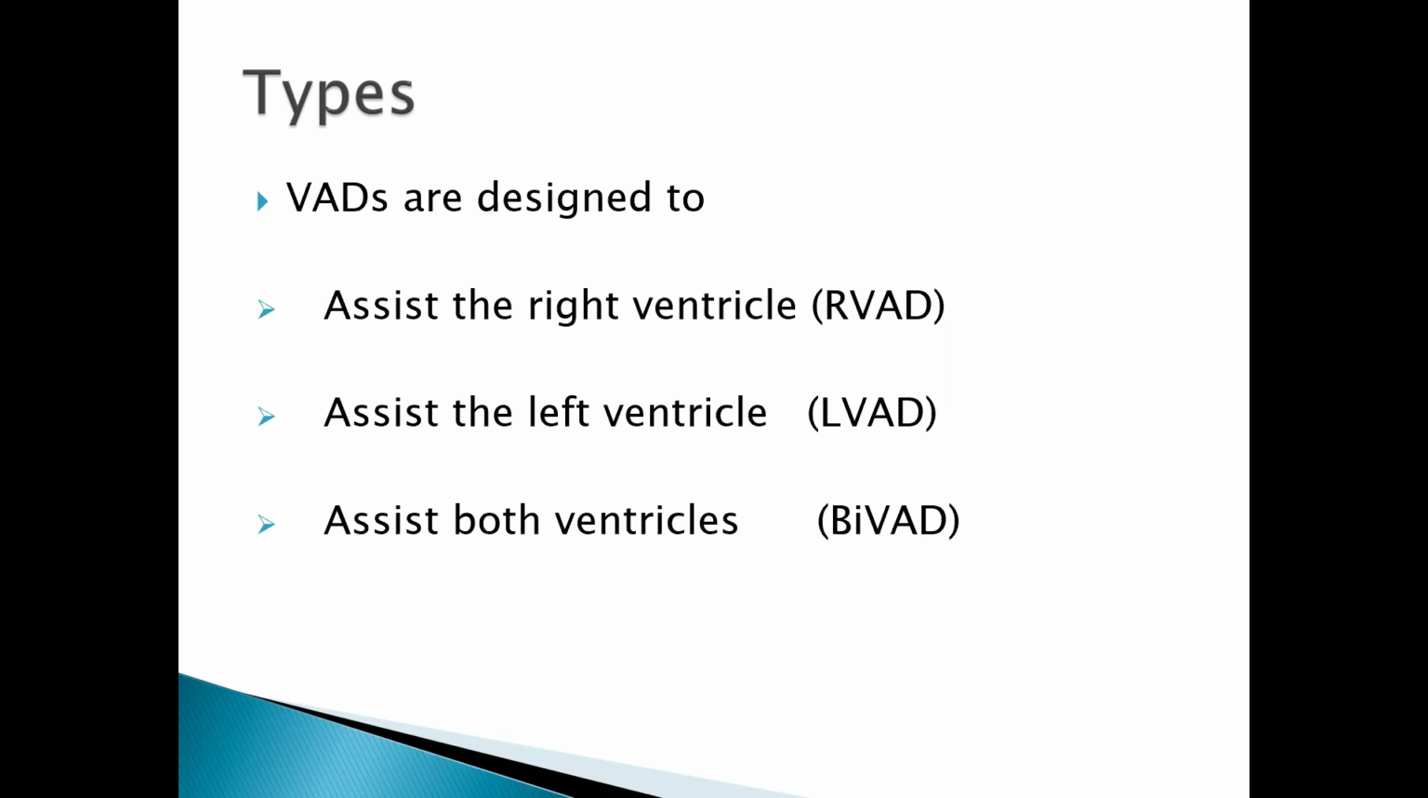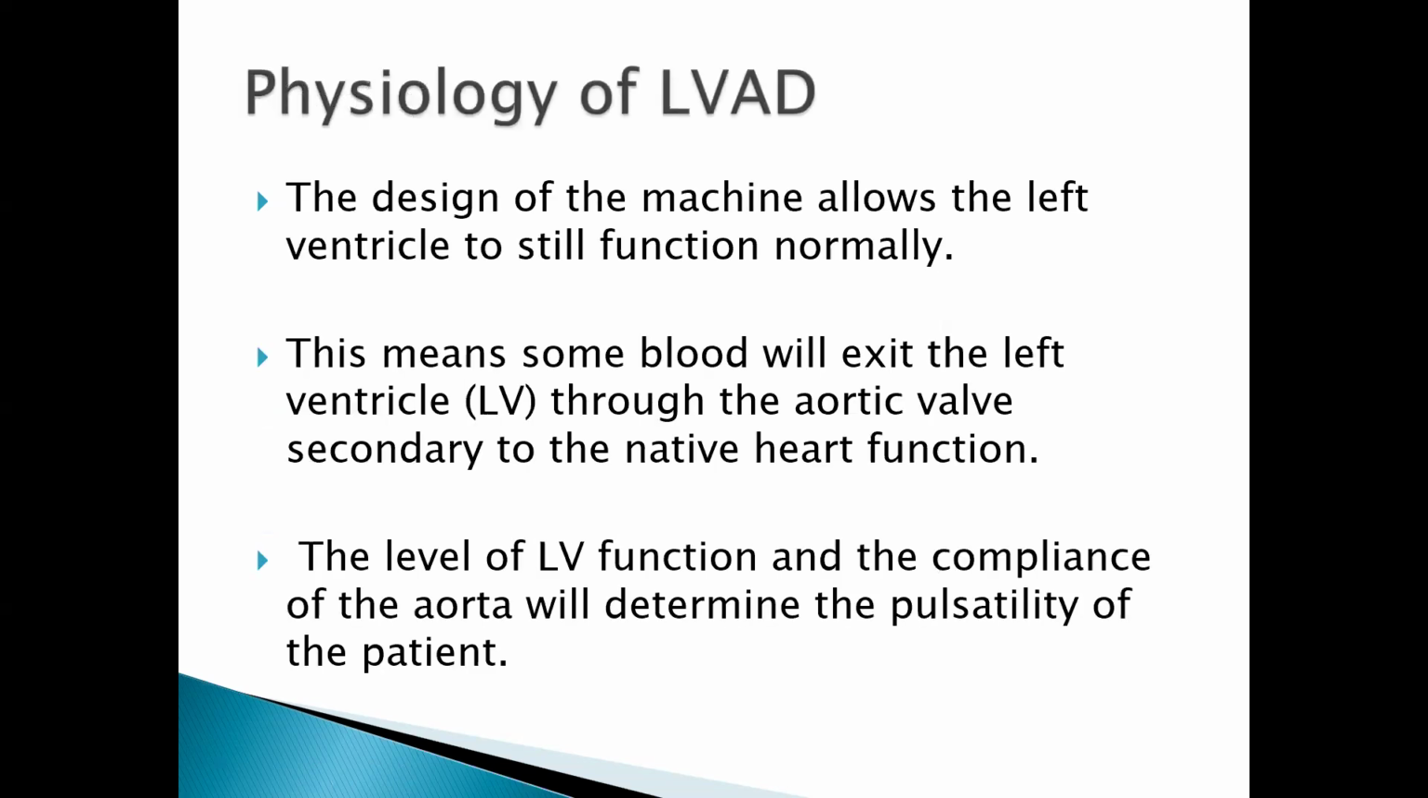Normally, we have two ventricles, the right and the left ventricle. When only the right ventricle is affected, you can use this device to support it, and at that point you call it the right ventricular assist device. When the left ventricle is affected, it's termed the left ventricular assist device. Where both are affected, it's called a biventricular assist device. Next slide.